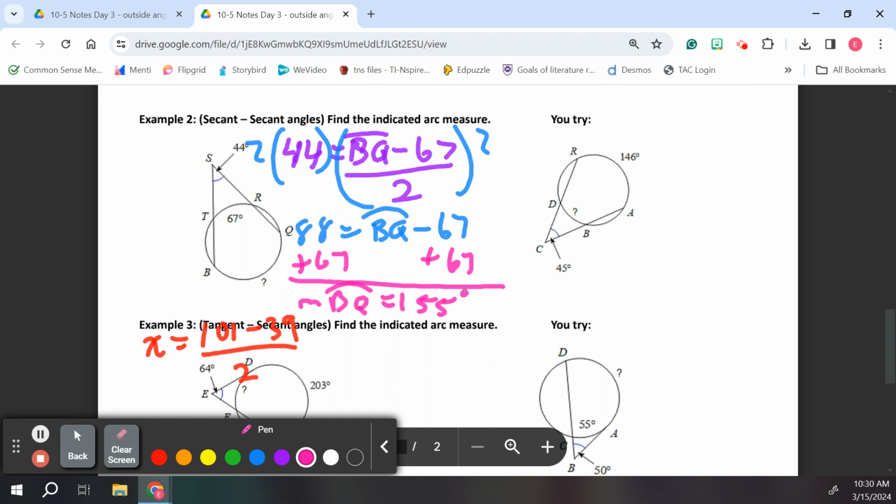All right, what questions do we have on that? All right, let's try this one on our own for a moment. Try to find this small arc right there. Go ahead.